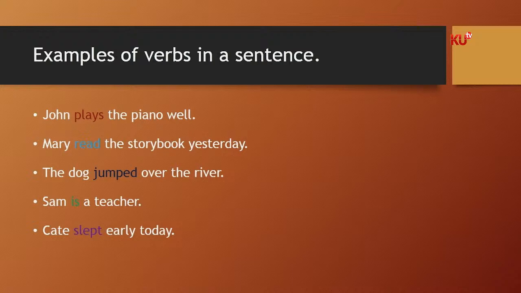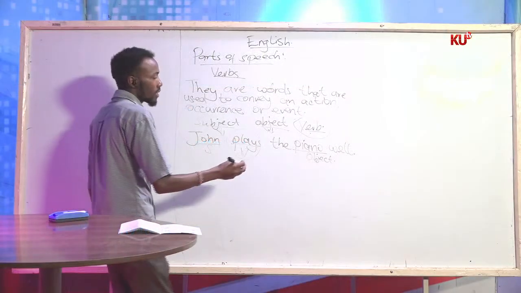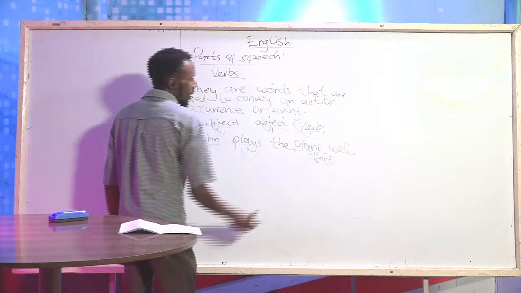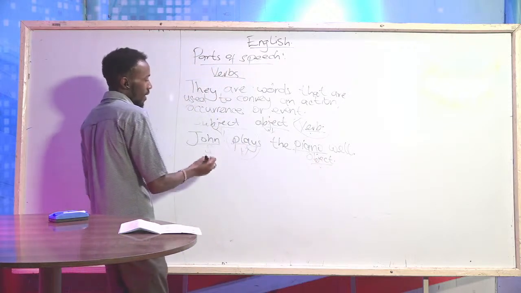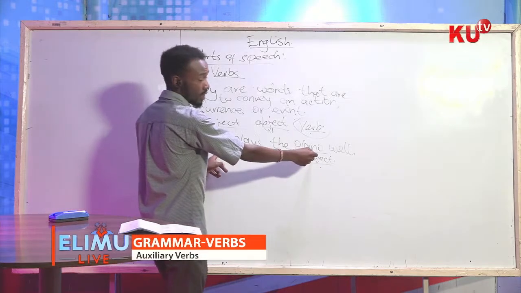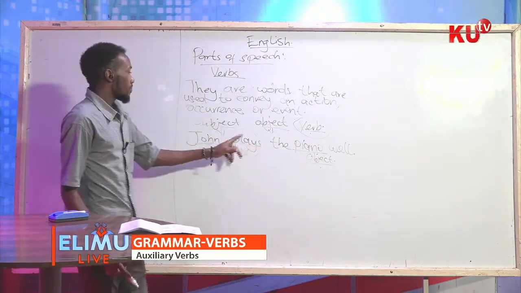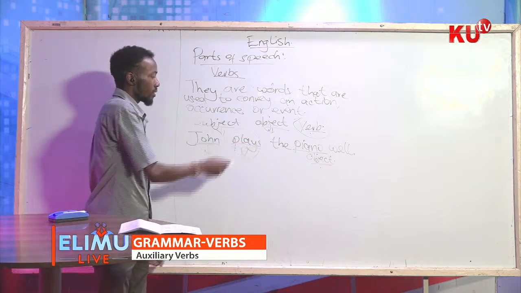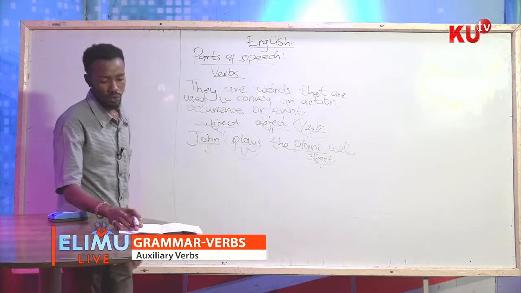John is the subject because John is the doer of the action. Plays is the verb because this is the action itself. And piano is the object, and the object is the receiver of the action. So John does the action, the piano receives the action. Plays is the verb, the part of speech that we are looking at today.